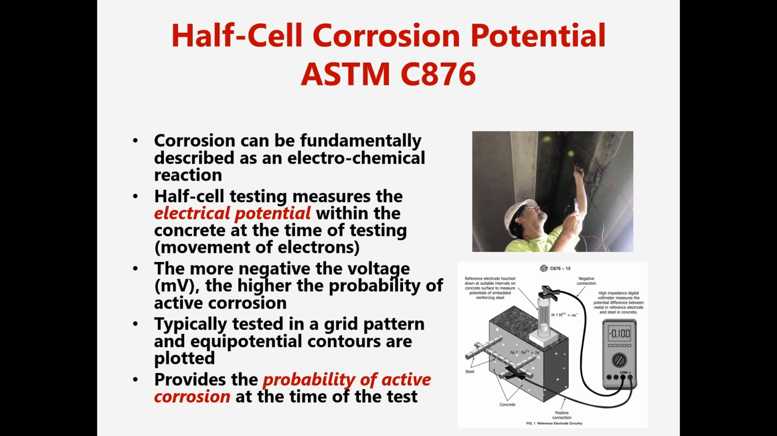So I mentioned half cell corrosion potential, ASTM C876. Like Chris had mentioned, corrosion can fundamentally be described as an electrochemical reaction. You've got electrons moving around, and if you recall, those electrons are negatively charged. So what we're doing with half cell testing is measuring the electrical potential within the concrete itself. We usually set it up on a grid system, and we take individual tests. You can see down here in the bottom right-hand corner, we've got one electrode that we put right on the surface of the concrete.